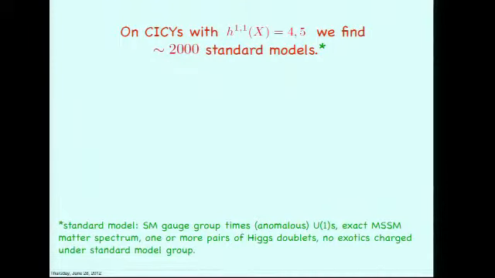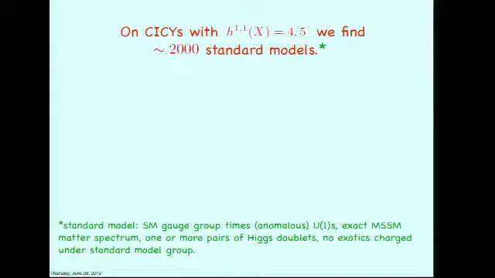But we've done that, and we find no interesting models on Calabi-Yaos with 1, 2, or 3 scalar parameters, but we do find 2,000 standard models on the cases with 4 and 5 scalar parameters. And there's a green star here, which is there because usually it's at this point in the talk someone asks, what do you mean by a standard model?